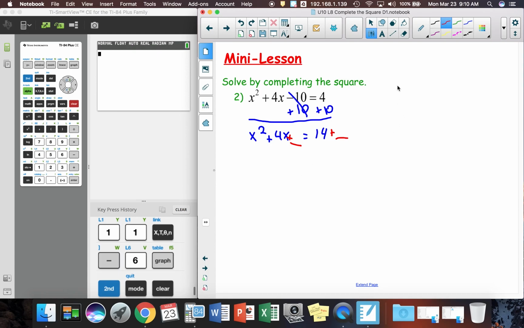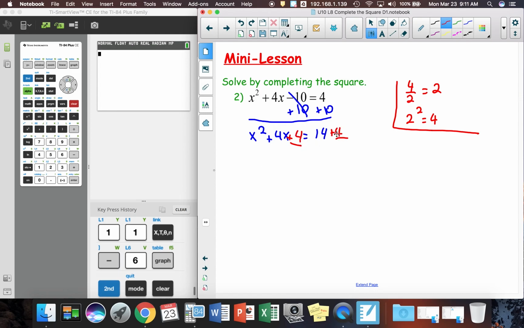Okay, now to find that special number. I take my b term, which is 4, divided by 2, which gives me 2. And then I take this 2, and I square it, which gives me 4. So I know now that on both sides, I'm going to add 4.